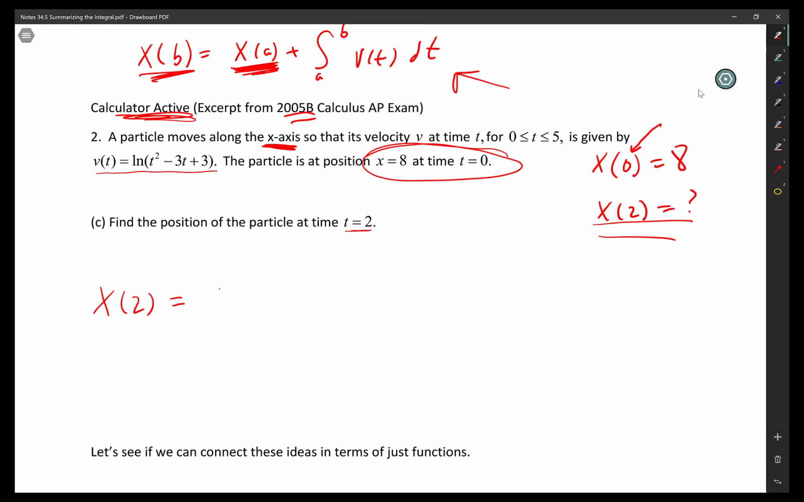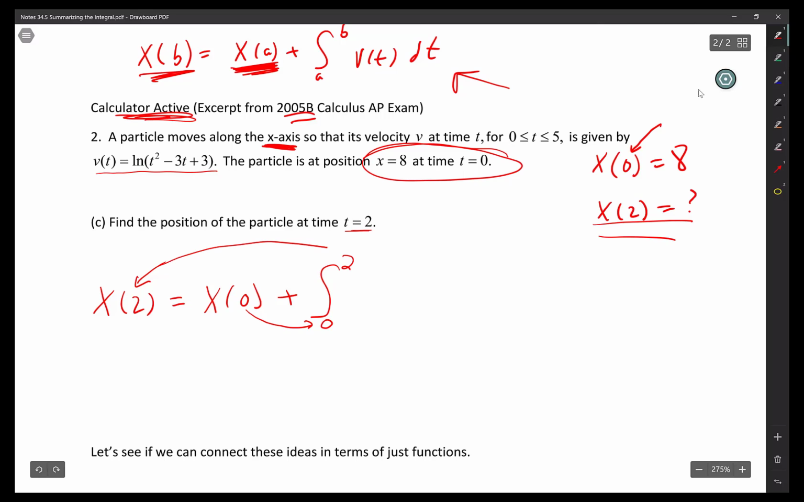So I'm going to write x of 0, and then I go plus integral. So if this says 0, I better have my lower limit be 0. And then what do I want it at? I want it at 2, so I better have my upper limit be 2. And then I write v of t dt. How do we feel right now?